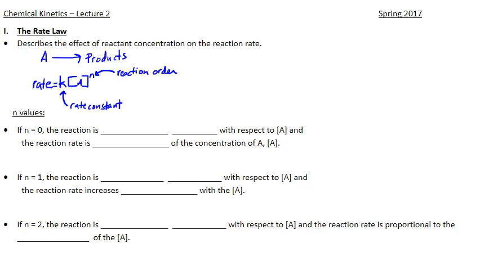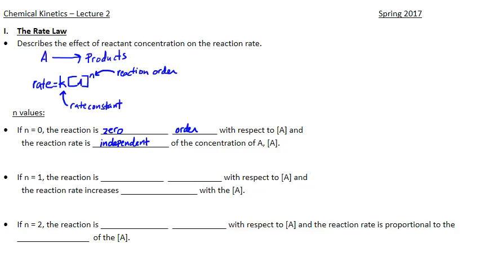Alright? And if n is equal to 0, then the reaction is what we call zero order with respect to A, or the concentration of A. And the reaction rate is therefore independent of A's concentration. If you think about it mathematically, if I raise anything to the 0 power, that's just 1. So no matter what the concentration of A is inside those brackets, it's always going to equal 1. So the rate is not going to change no matter what my reactant concentration is.